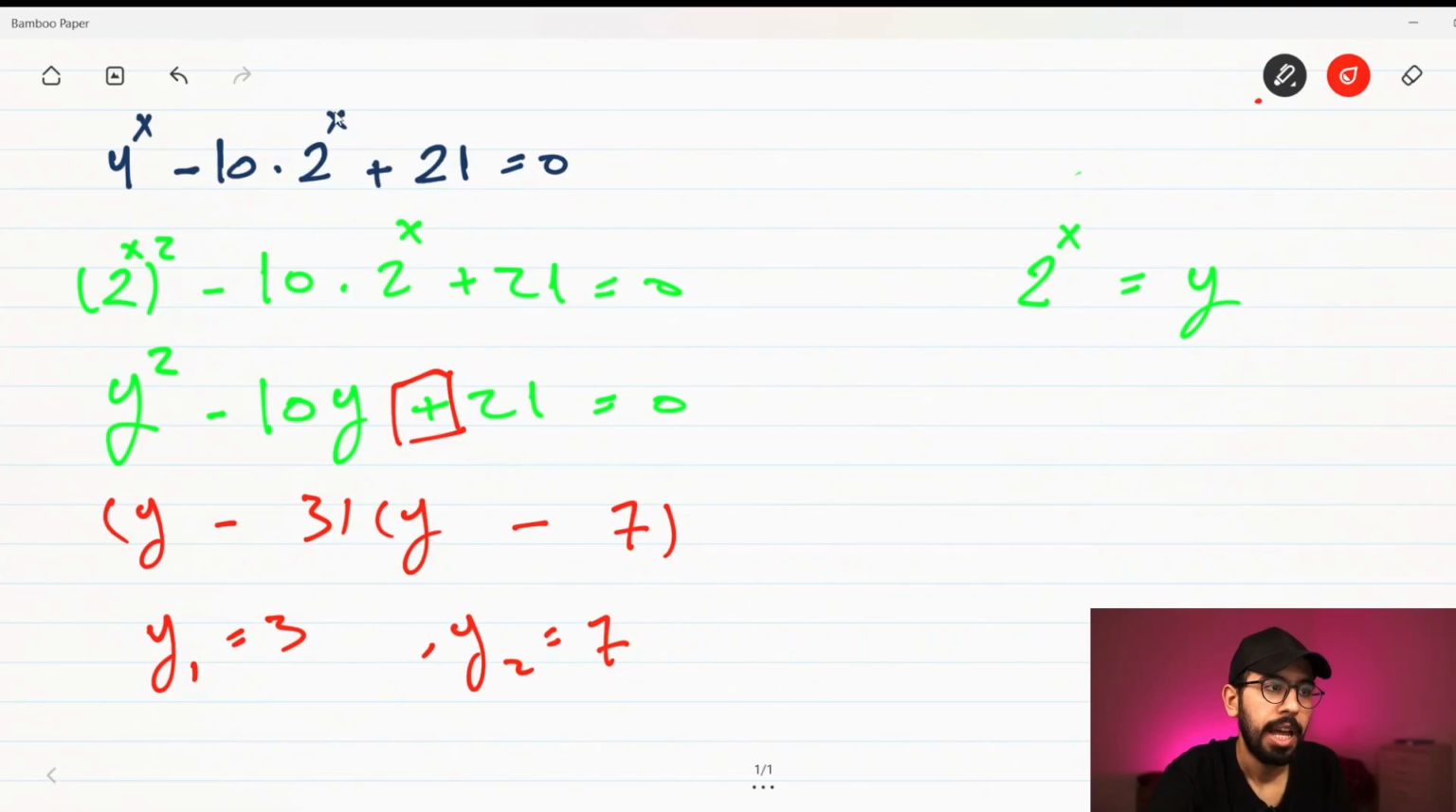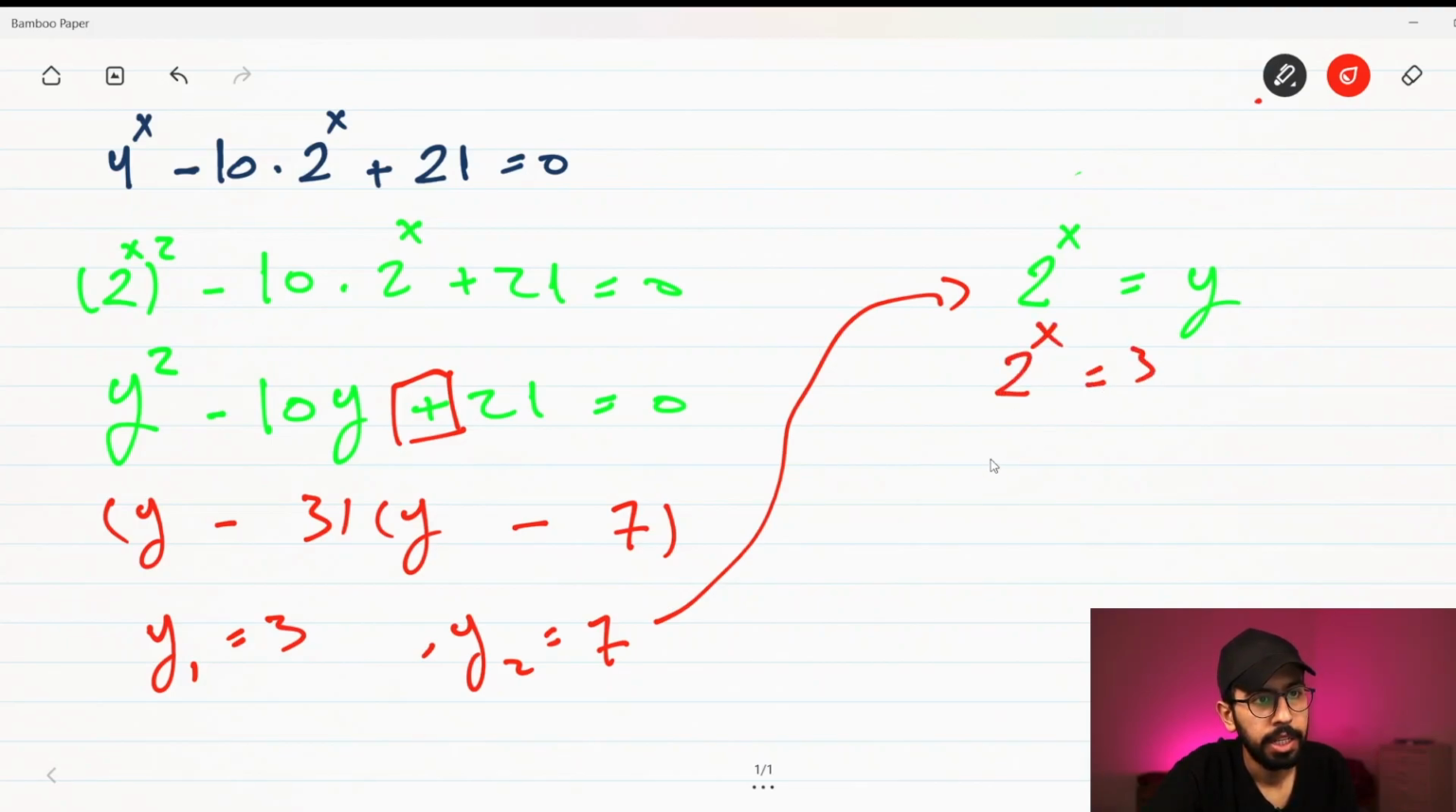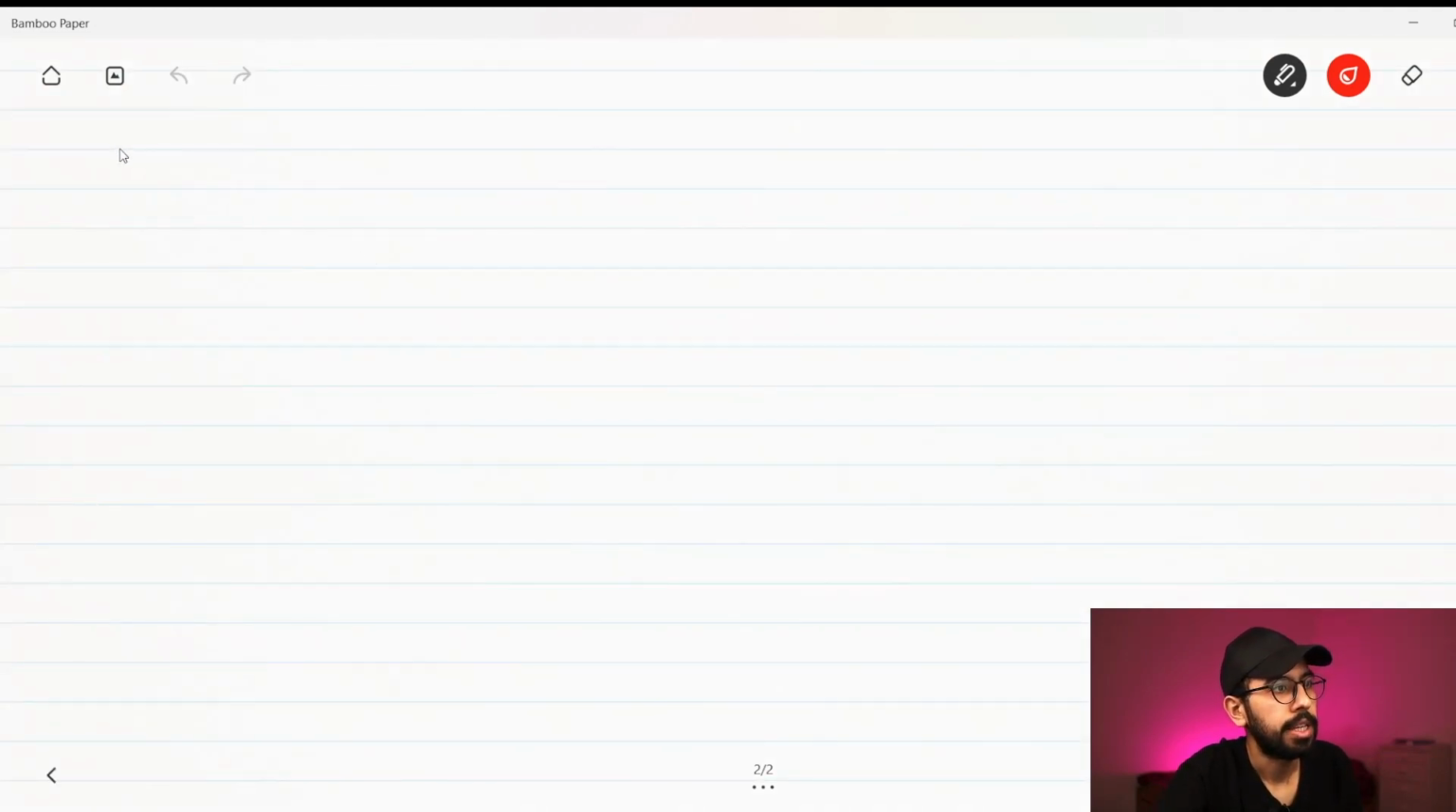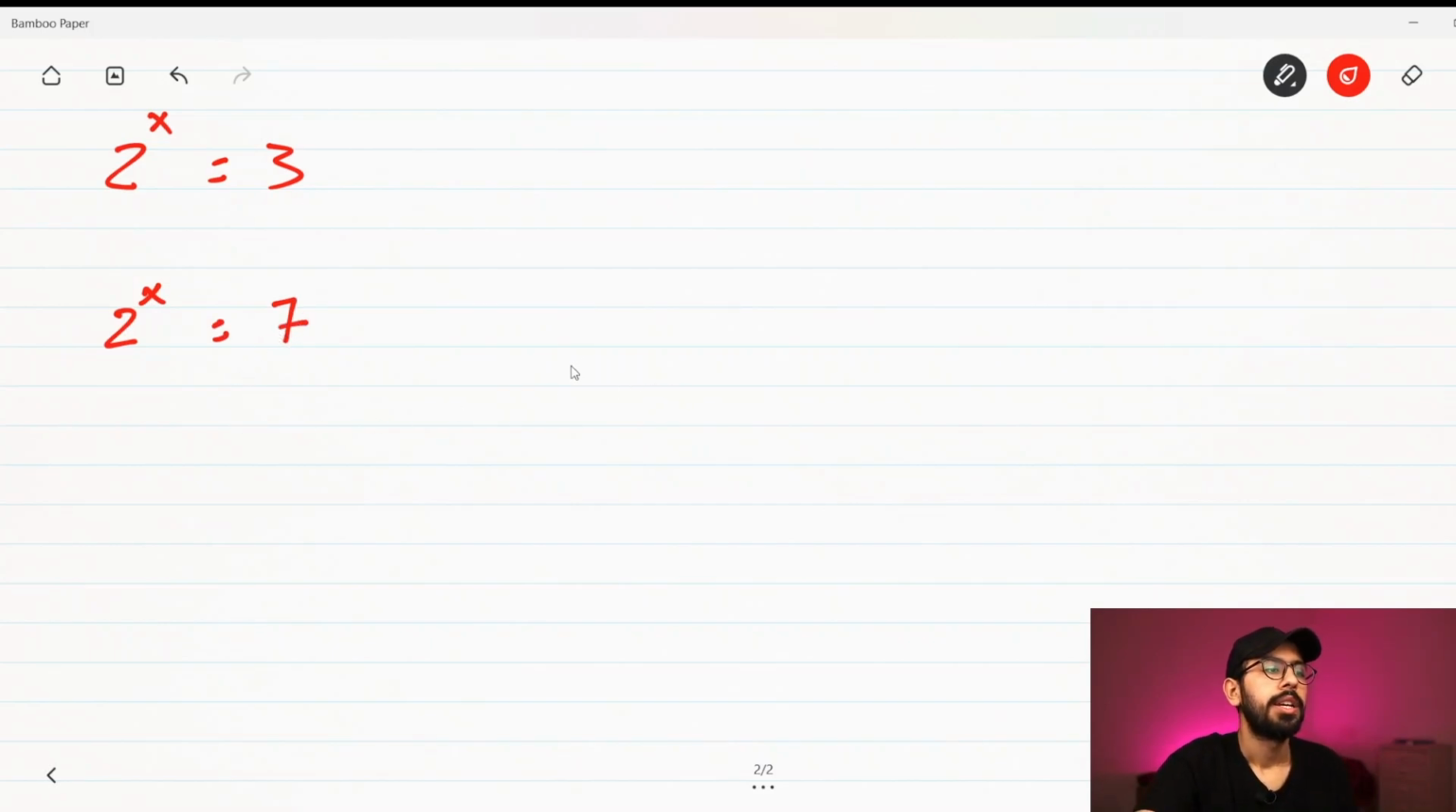But the equation did not end here, because now we have the values of y, but our unknown value is x, and we need to find what x equals. So we need now to go back to the substitution, where y equals 2 to the power of x. So here we need 2 to the power of x equals 3 and 2 to the power of x equals 7. What you can do now, let's do it on another page. So we have said that 2 to the power of x equals 3 and 2 to the power of x equals 7. Now what can we do? Now it is a normal exponential equation.